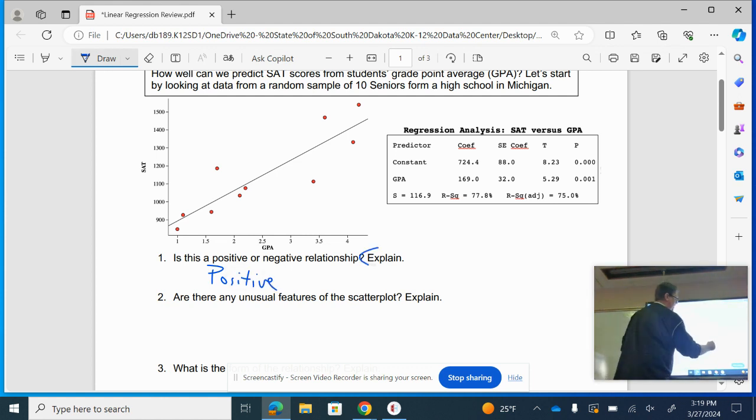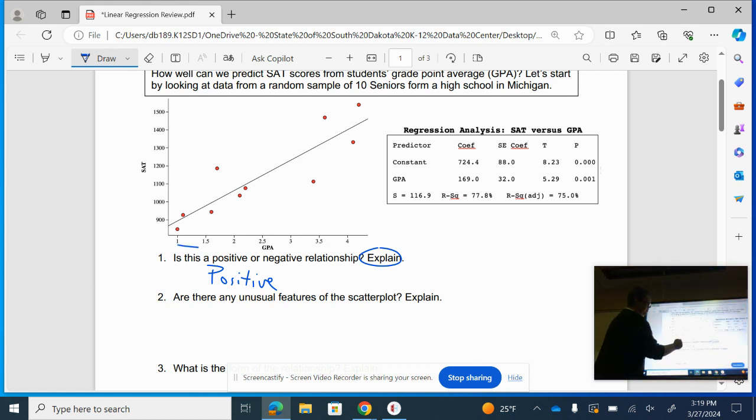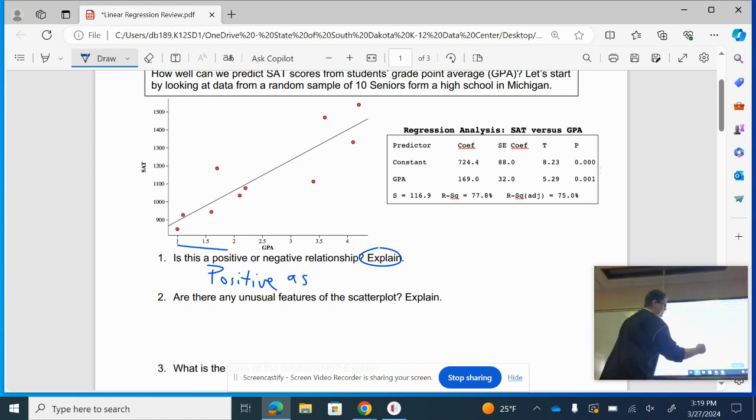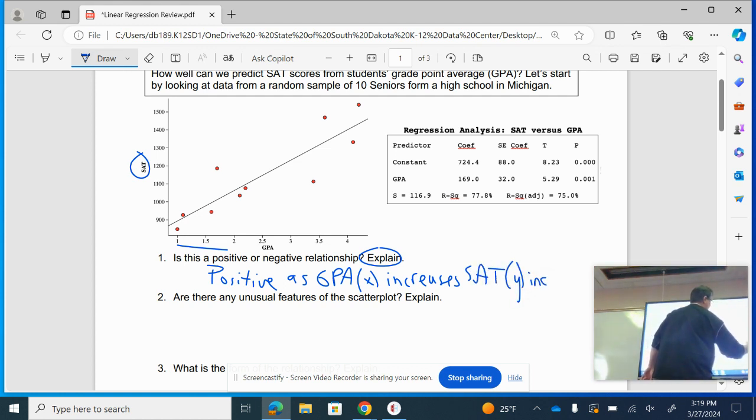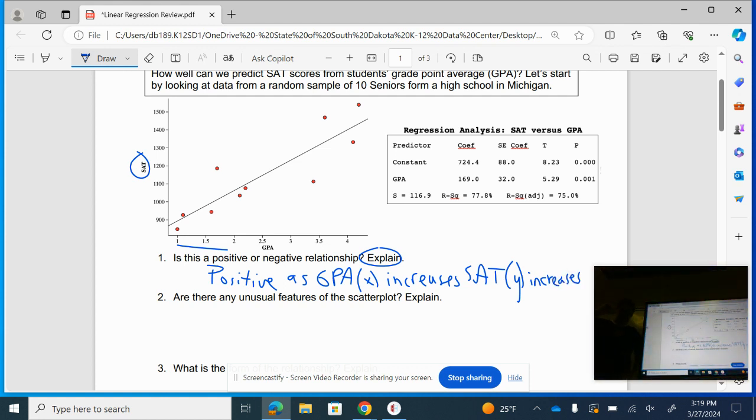And you need to be able to explain what positive is. We see as we go across, as X, or GPA, increases, SAT, which is Y, increases. Know the difference between positive and negative. If you have to explain it, you would explain that if it's negative, as GPA increases, SAT decreases.